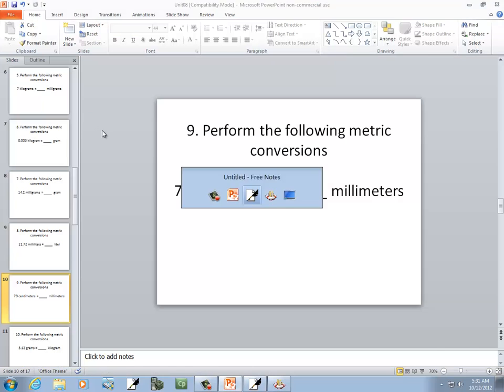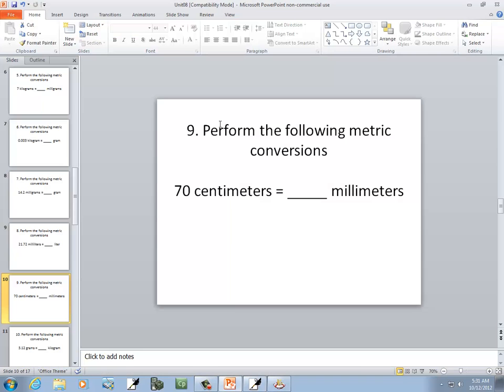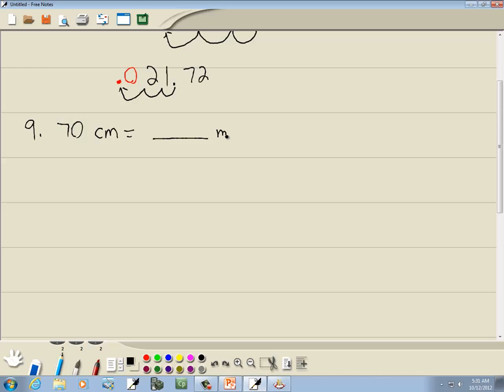See, 90 centimeters. I want to change that to millimeters. King Henry doesn't usually drink chocolate milk, Mom. Here's centimeters, and here's millimeters. So I want to go one place to the right.